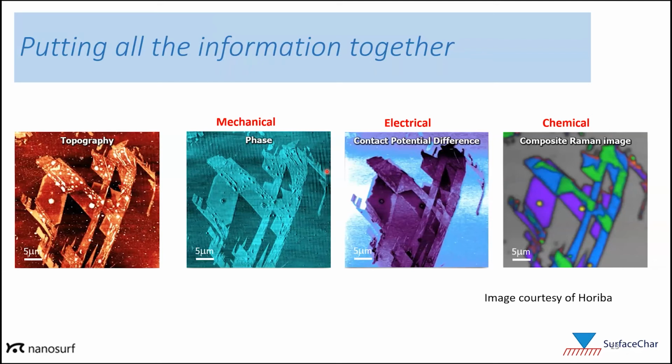Now, here's an example where we can put all the information we've discussed together. So this is still our graphene flake here with the topography, and then the composite Raman image giving us all the chemical information. We can collect a phase image. If you remember, that was one of the early mechanical properties I had talked about. There's actually not a whole lot of differentiation in the phase image here on all these different layers of graphene. But then we can look at the contact potential image. So this is the KPFM image, and now we do see differences between these different layers in terms of their contact potential. So putting all this information together really gives you quite a complete characterization and visualization than if we were just stuck with the topography alone.